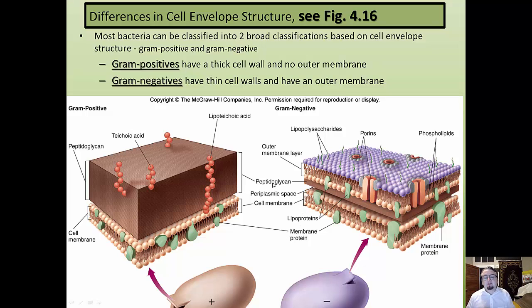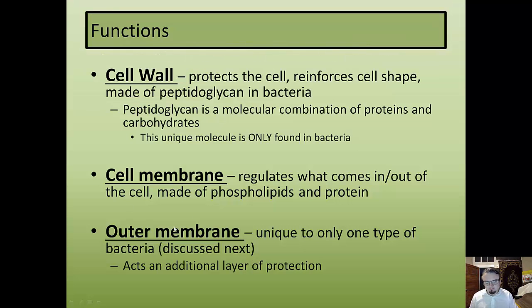The next key difference, that is, the second key difference, is that gram negatives have what's called an outer membrane. And this is something that's absent in the gram positives. So we talked about that here. Outer membrane unique only to one type of bacteria, that is the gram negatives here. I don't mention as much detail about this here, sorry. But the outer membrane is an extra layer that's going to help the bacteria filter out extra factors from the environment, things that would otherwise be harmful.